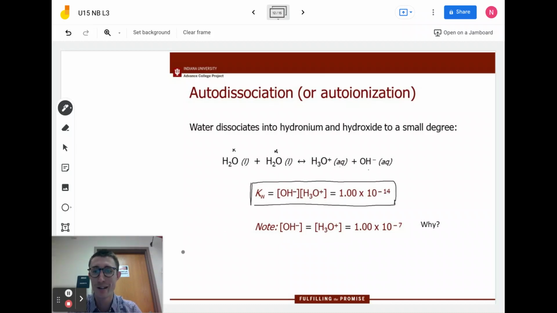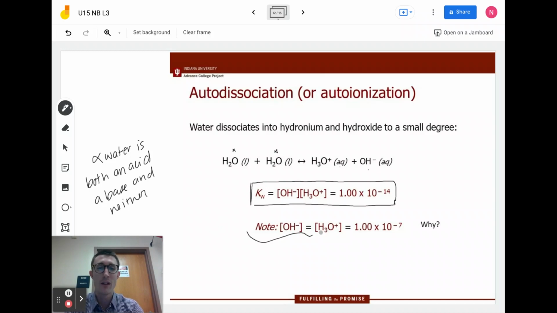And this is the thing that we just have to wrap our heads around. So at all times, water is both an acid, a base, and neither. So water can function as a proton acceptor, it can function as a proton donor, and it can function as neither.